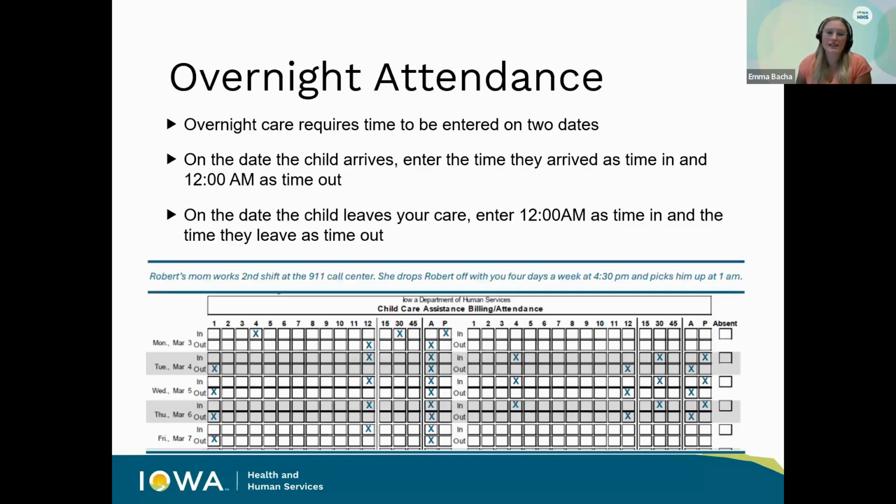For overnight attendance, this requires time to be entered in on 2 dates. So on the date the child arrives, enter the time they arrived as the time in and 12 a.m. as the time out. And then on the day that the child leaves your care, enter 12 a.m. as the time in and the time that they leave as the time out.